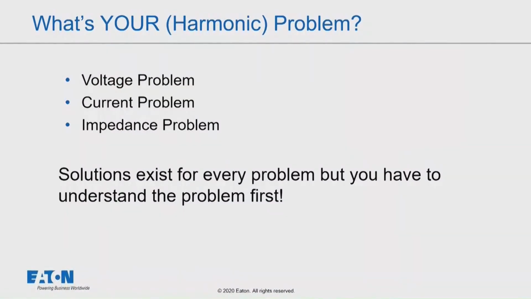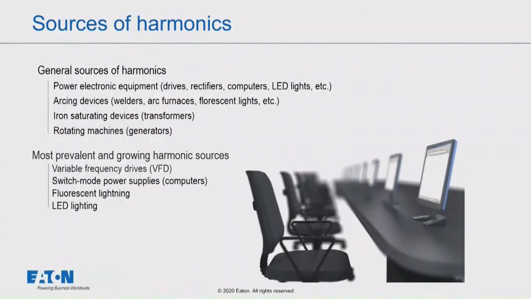So, as we look at power systems, we could have voltage issues for harmonics, we could have current harmonic issues, we could have harmonic impedance issues. And it really depends on your system to really understand what the problems might be. Now, where do those harmonics come from? We said they come from the loads. What are some of the typical loads that we see that produce harmonic currents?